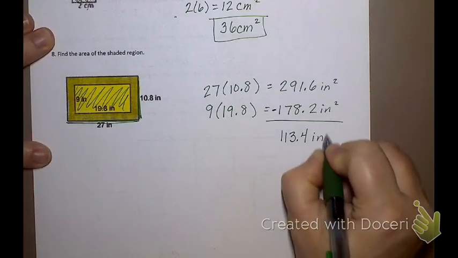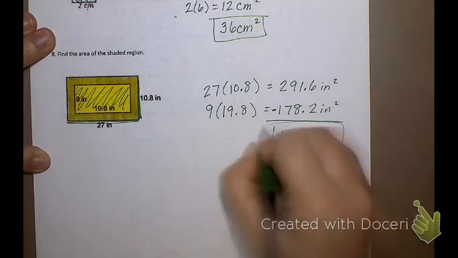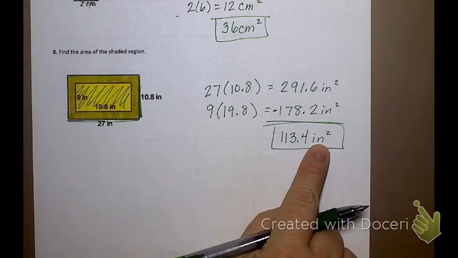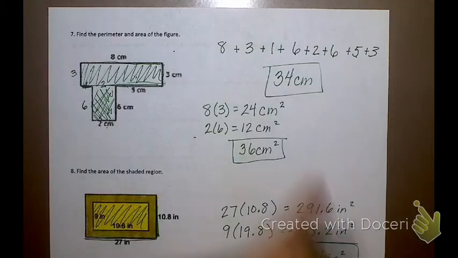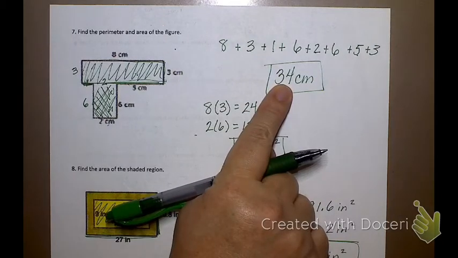Inches squared. Whenever you can, label it. Now be careful. Area is always labeled with the squared. Perimeter never has the squared. It all depends on whether it's a one-dimensional or a two-dimensional thing.